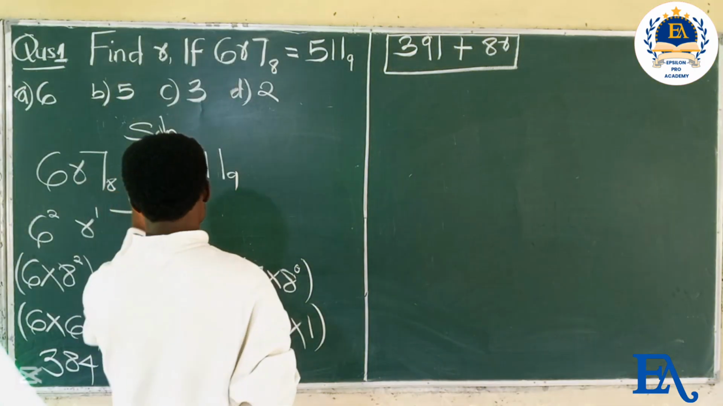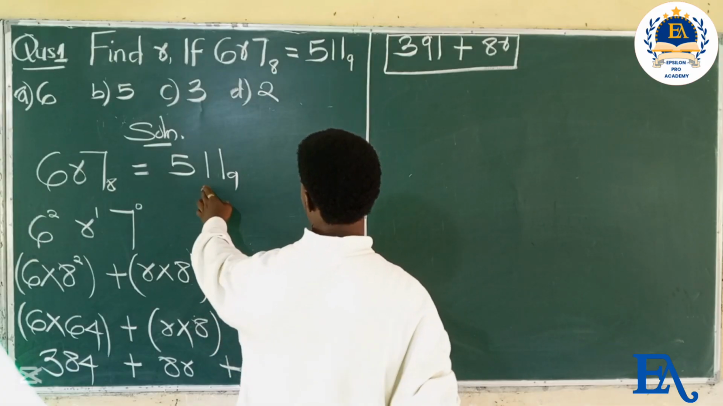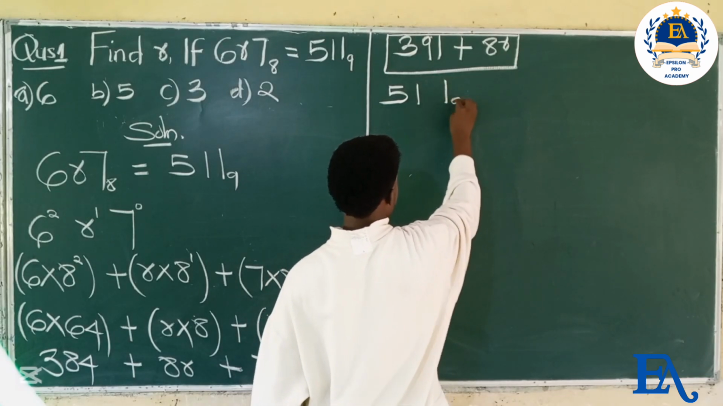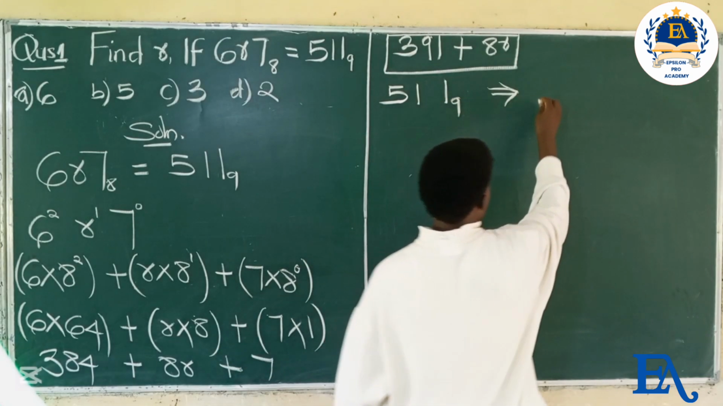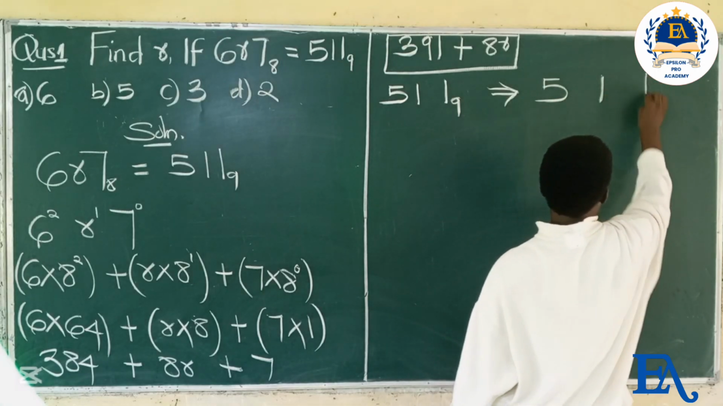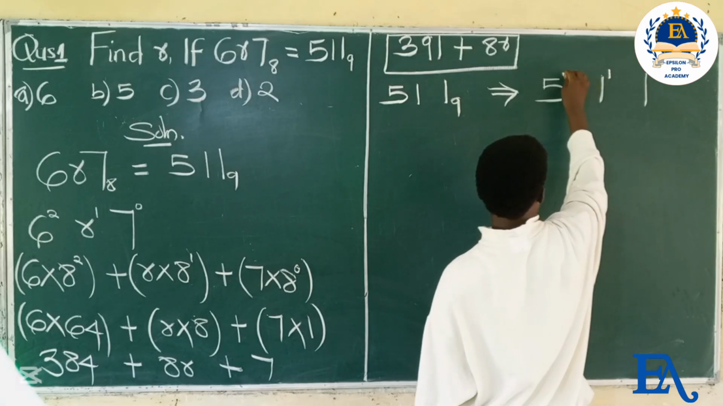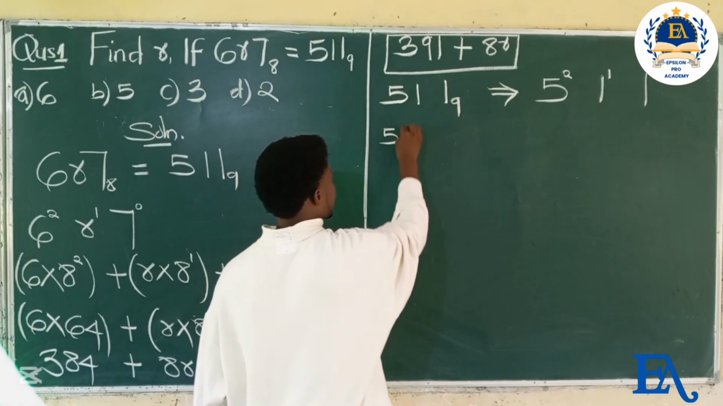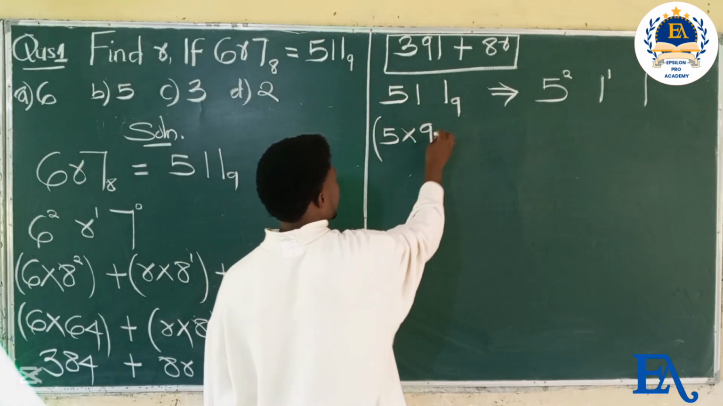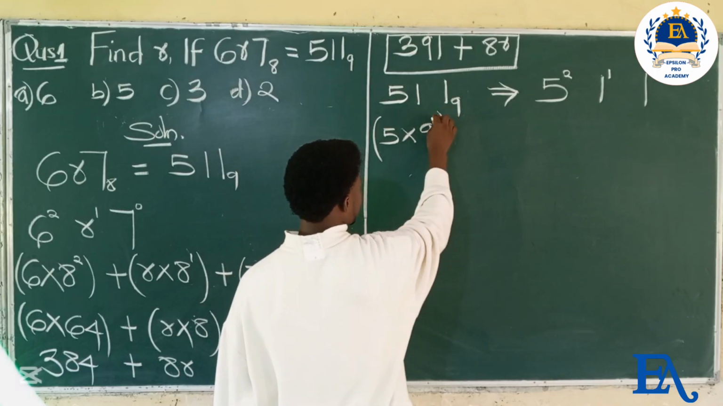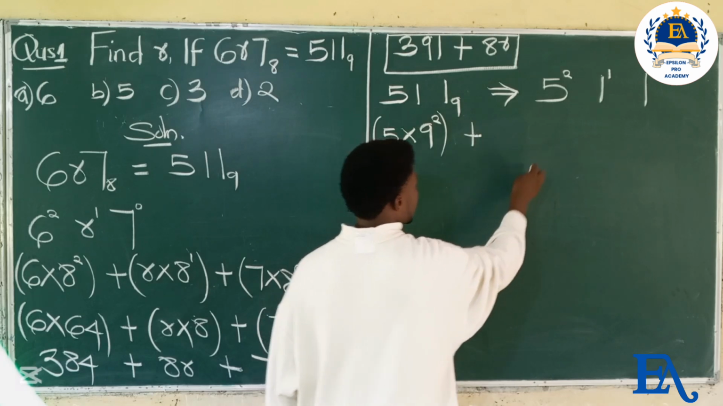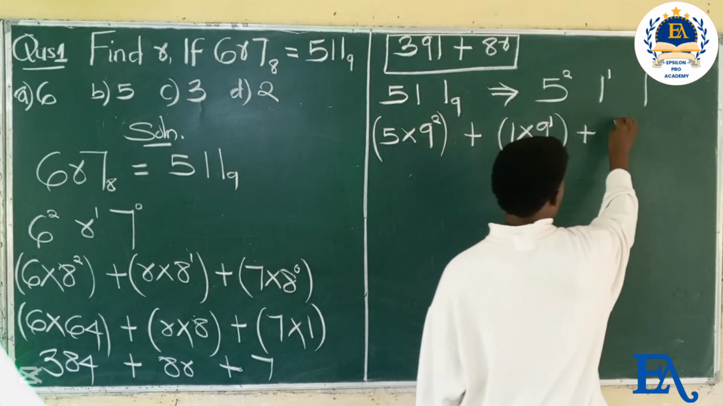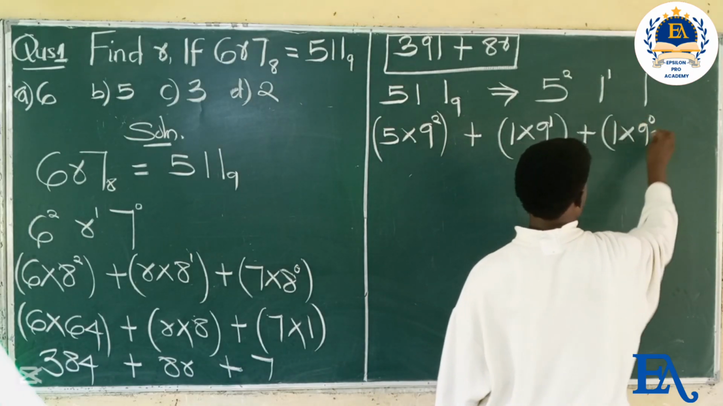From the left hand side, let's examine the right hand side. In the right hand side, we have 511 in base 9. This is the same as 511, counting from 0, 1 and 2. So let's convert to base 10. It becomes 5 times 9, the base is 9, raised to the power of 2, plus 1 times 9 raised to the power of 1, plus 1 times 9 raised to the power of 0.